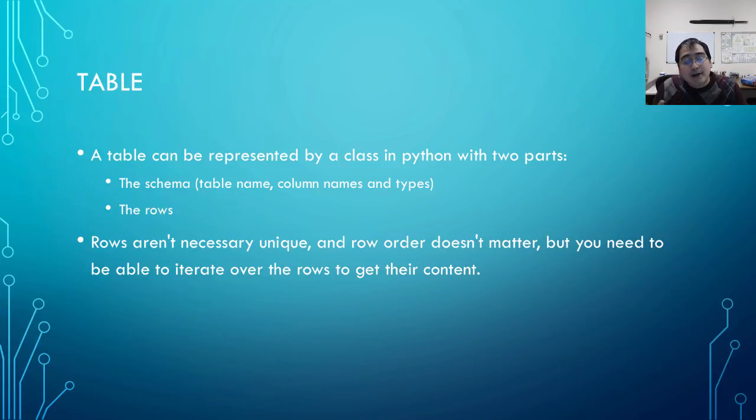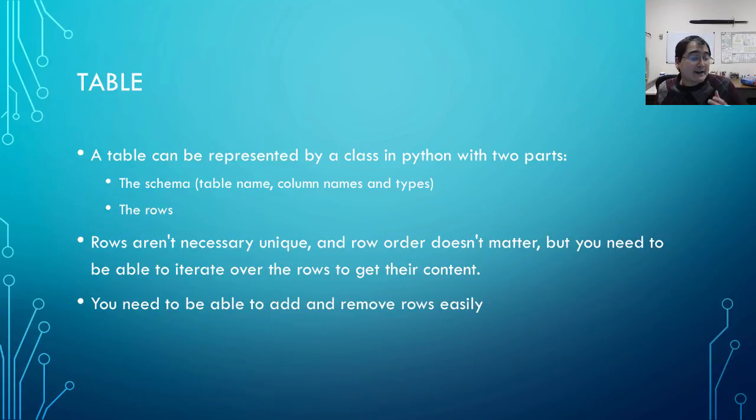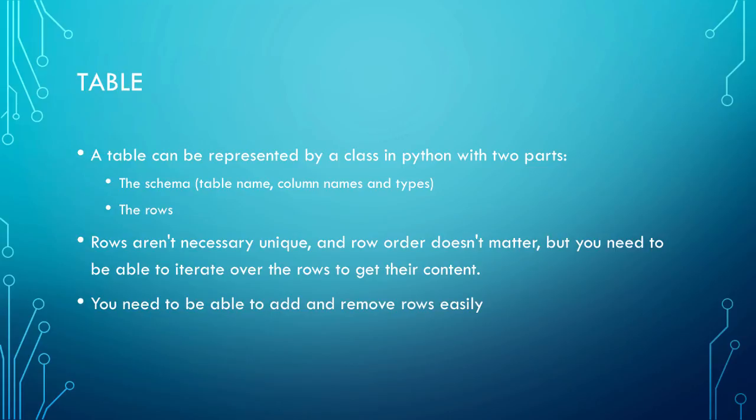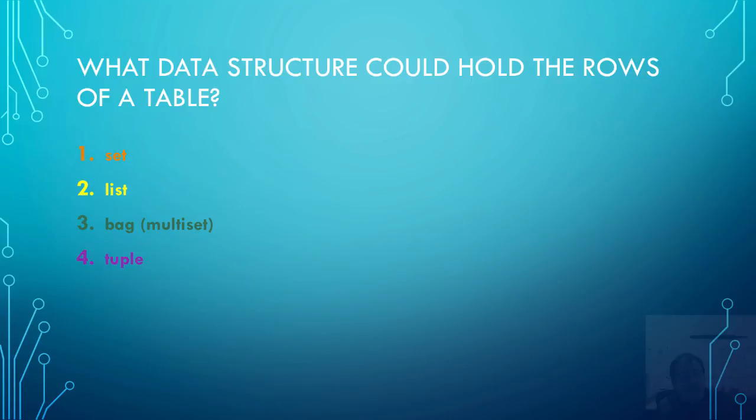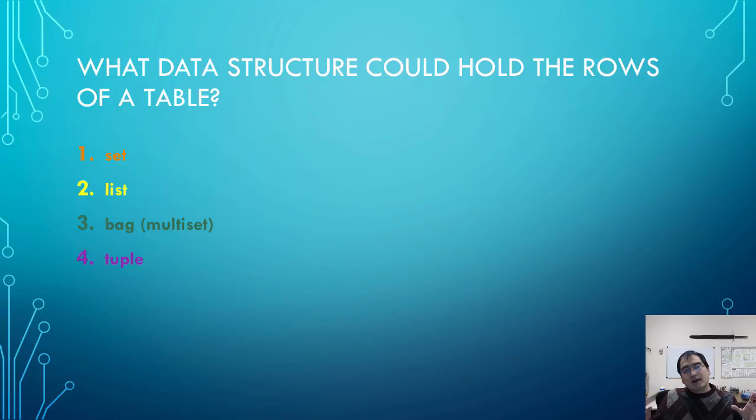All right. Another important thing that a table needs to be able to support is the ability to add and remove rows easily. So I've only taught you how to add rows to the table, but in later videos this week, we'll talk about how to change rows as well as how to remove rows from a table. So first multiple choice question, what sort of data structure should hold the rows of a table? Should it be a set, a list, a bag, sometimes known as a multi-set, or a tuple?